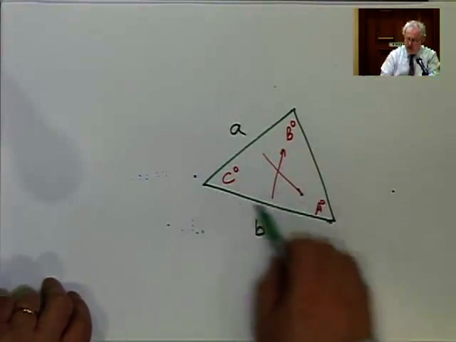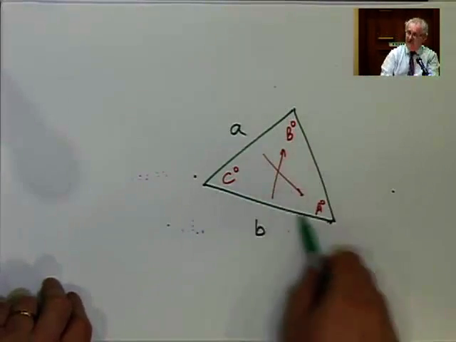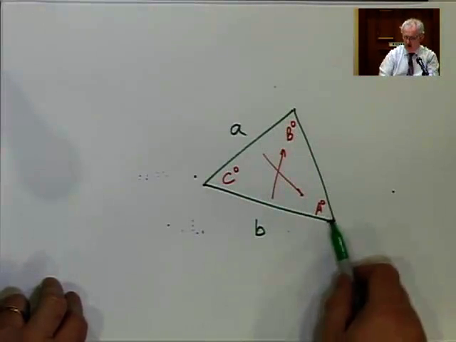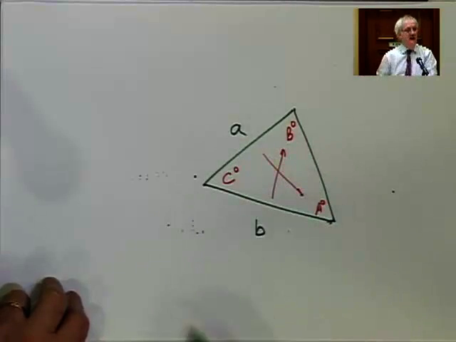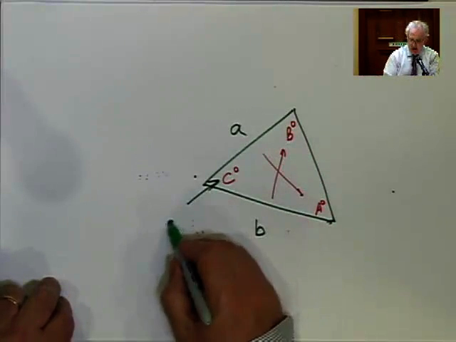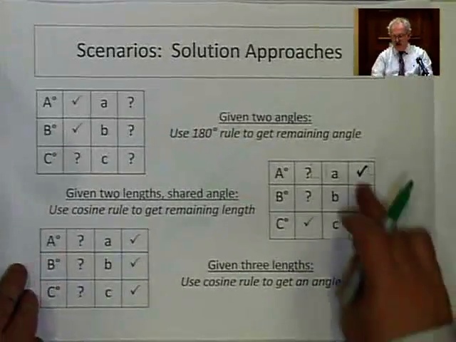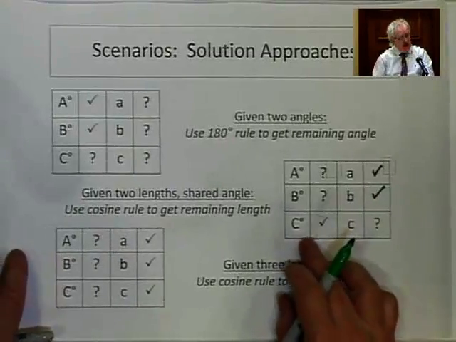And A and B share C because it defines them. They don't share this one because A has that but B doesn't. They don't share this one because B has it and A doesn't. So this is called shared or common. So this equation here has 2 sides and a shared angle.